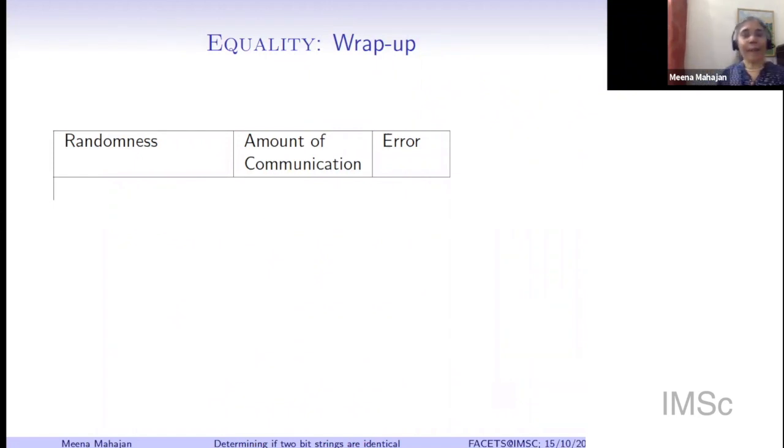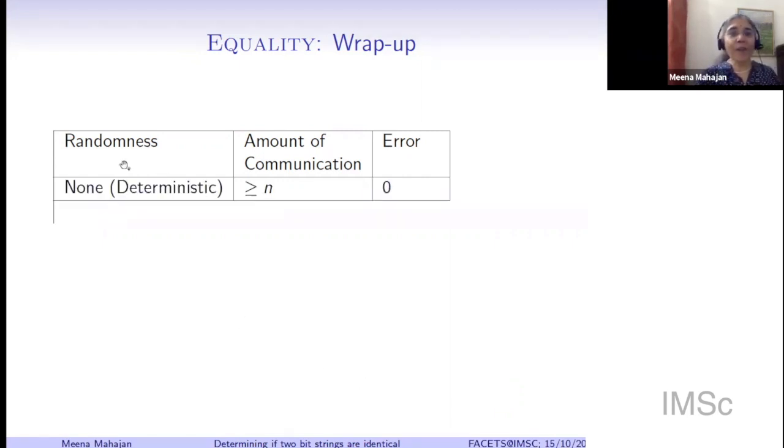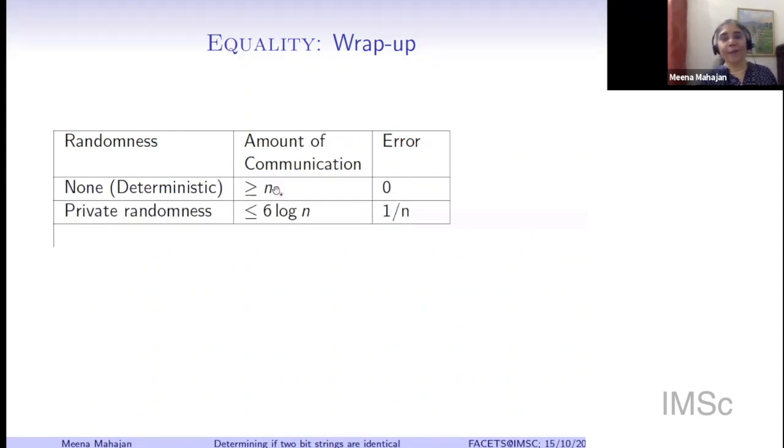So here's a quick wrap up. For equality, we saw various bounds. Let's just recap what we saw. If no randomness is used, the protocol is deterministic. Then we saw that, well, if it's deterministic, but we want zero error, then you need n bits of communication.